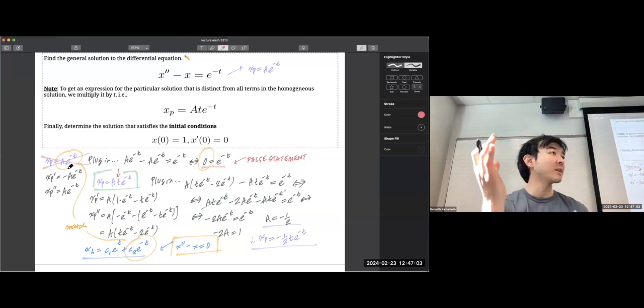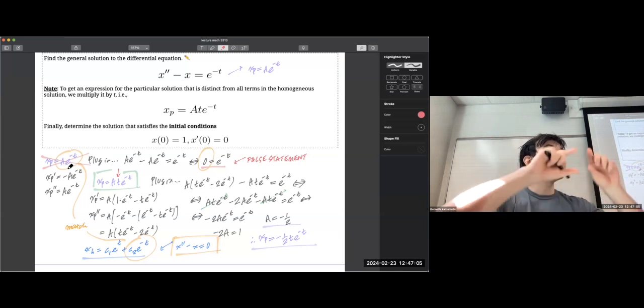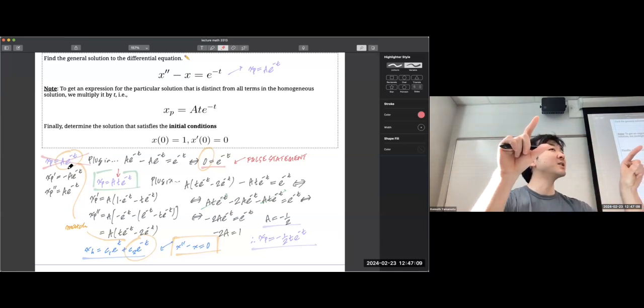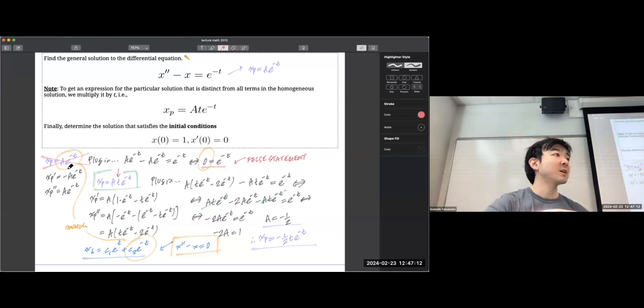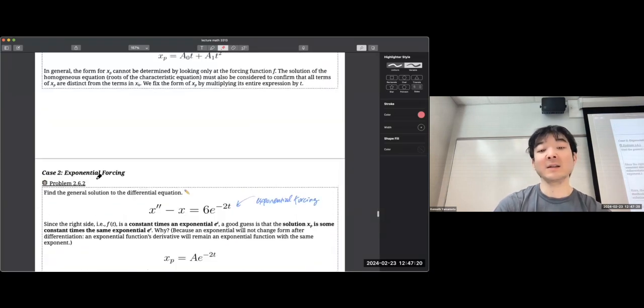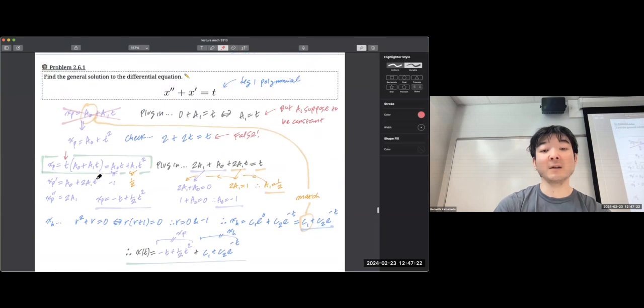It's not just looking at the right-hand side. The right-hand side sets you up with your initial form, but it's still subject to change, and you might have to compare with the homogeneous solution. And then the solution for this was multiplying by t, which is consistent with what we've seen before, but for this case, still to be justified.